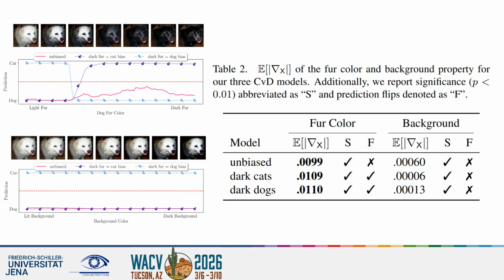In our paper, we also benchmark this with other local approaches and find that our score outperforms them in this aspect. Also, all models here are impacted more by the fur color than by the background. This also holds for the unbiased model, which makes sense if you consider that the object, so the dog in this case, or cat, is also in the center of the image. We also find significant changes for the background color, but the effect size here is negligible.